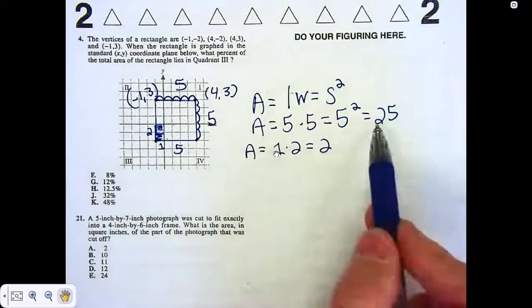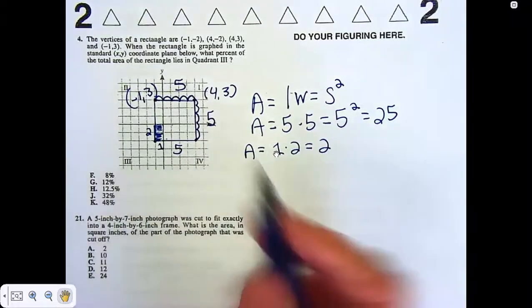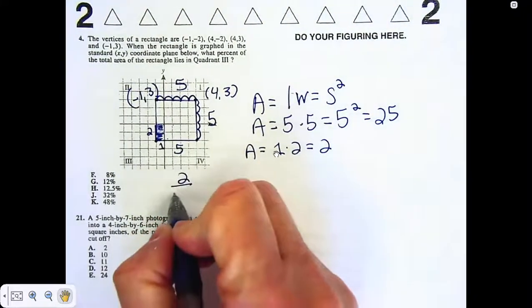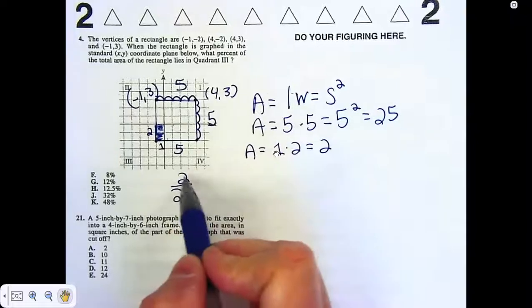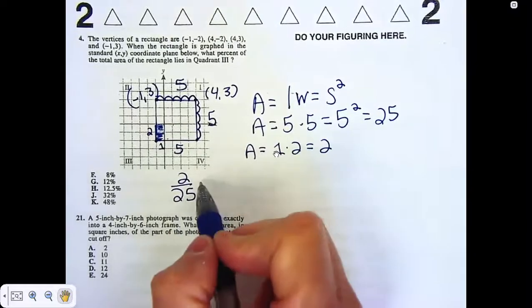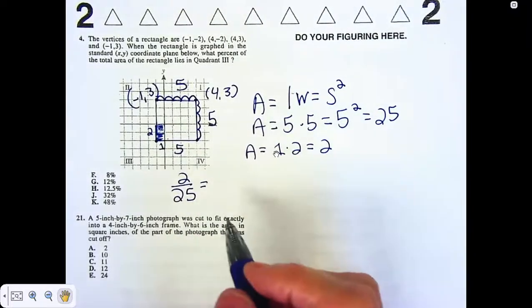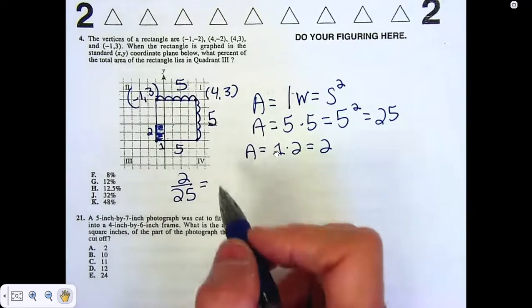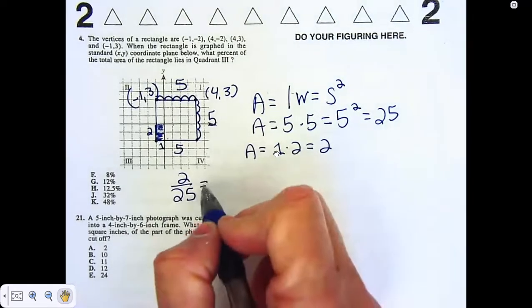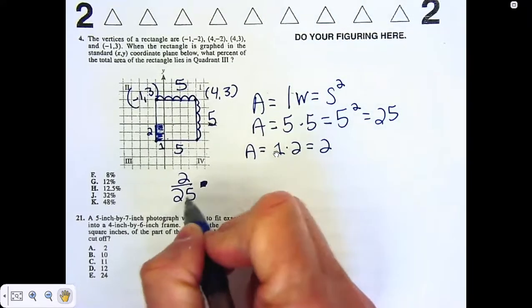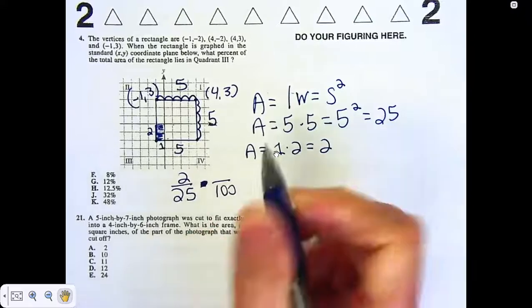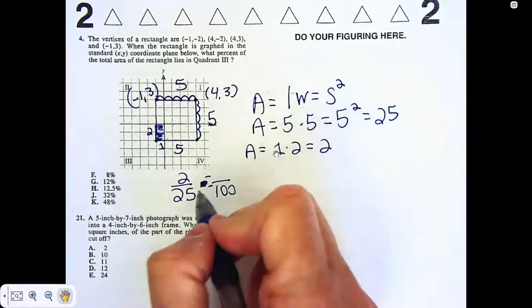All right, so now I have my two numbers I'm going to need to finish this problem. So the fraction 2 over 25, the shaded part over the whole entire region. All right, there's a couple of things you can do here. Remembering that percent is out of 100, we could go, okay, well, it's easy to see that I can get 25 to 100 by multiplication of 4.